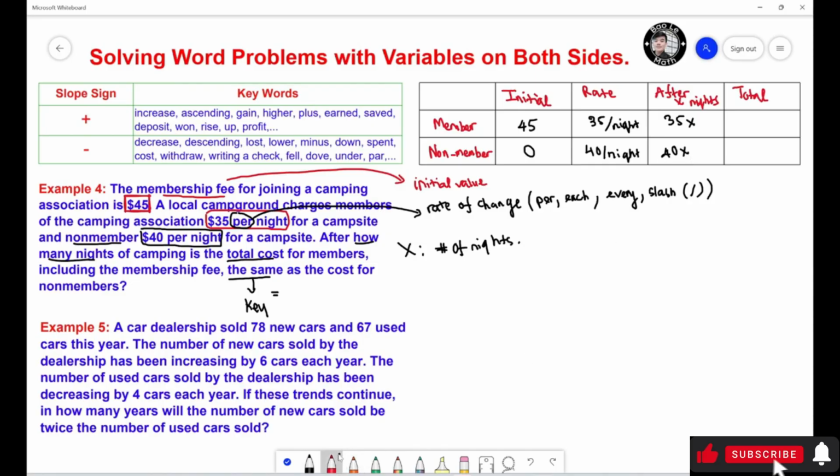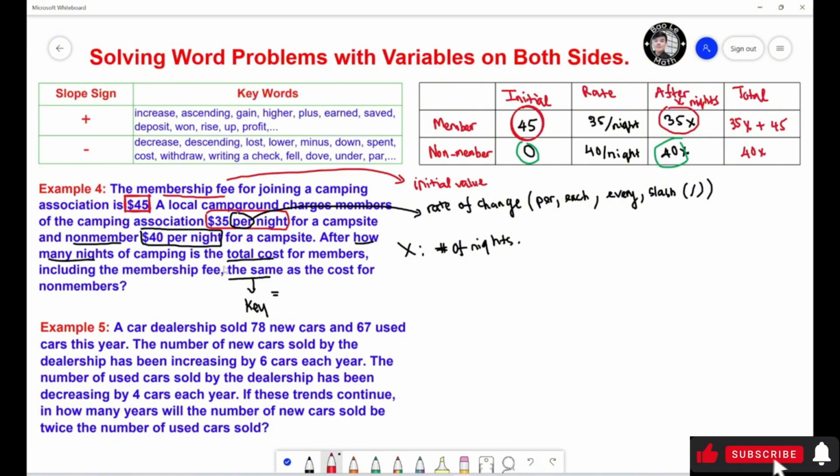Alright, so you need to add this and this. This is the total amount you need to pay. The same thing here: you add this and this, and you get a total right here. So I have 35S plus 45, and this should be 40S plus 0. I don't need to add 0, right?